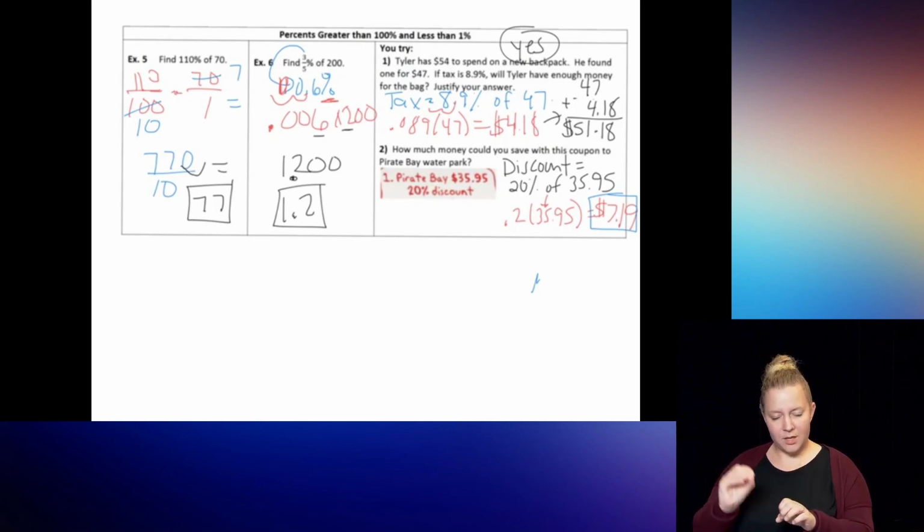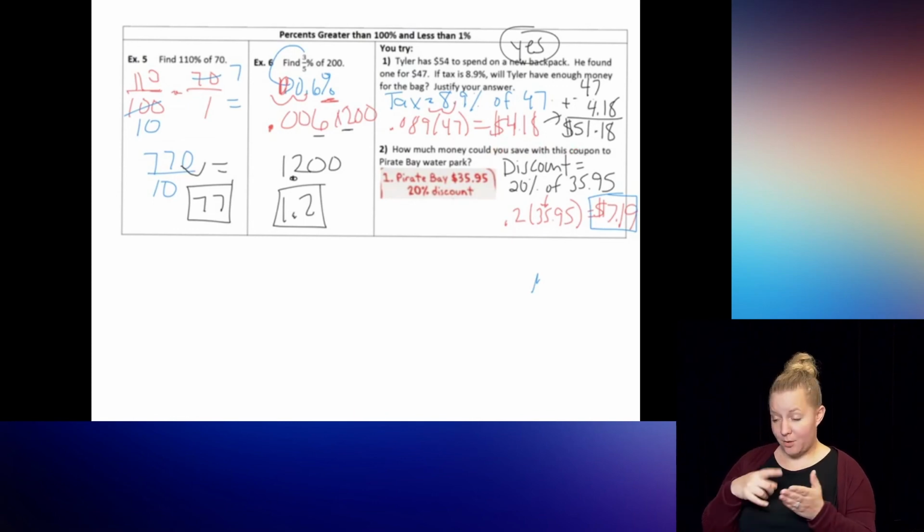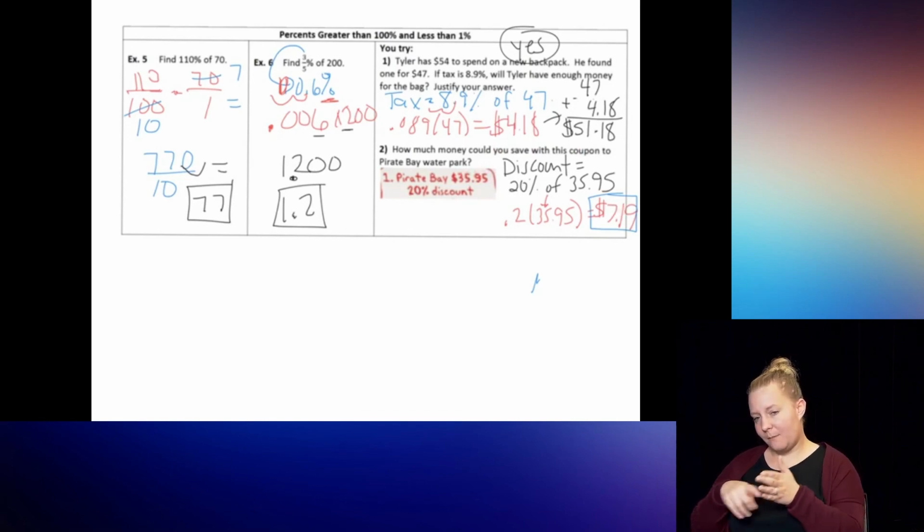Also, on those types of problems, you always want to read carefully, because this says how much could he save, how much could you save. If the question says how much would you pay after this discount, I would have had to take my amount and subtract the discount away to see how much was left to pay. But that will be another lesson.